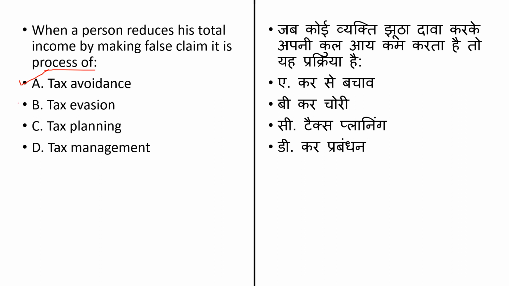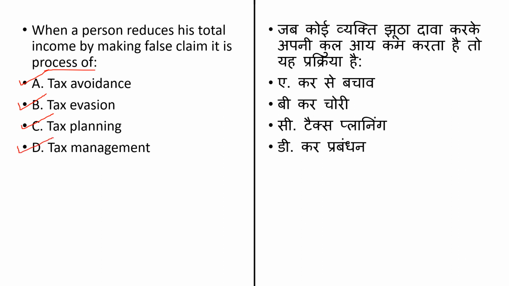Second option is tax evasion. It is an illegal activity in which a person or an entity deliberately avoids paying a true tax liability. Those caught evading taxes are generally subject to criminal charges and substantial penalties. Third option is tax planning. Now, what is tax planning? Tax planning means reducing the tax liability by taking advantage of legitimate concessions and exemptions provided in the tax law. And the last one is tax management.